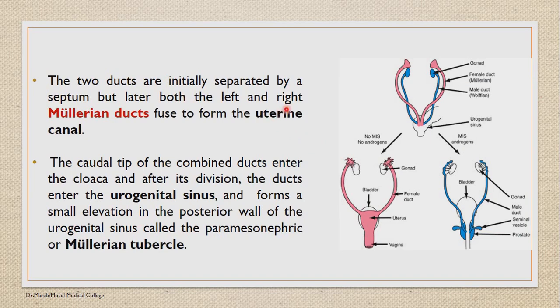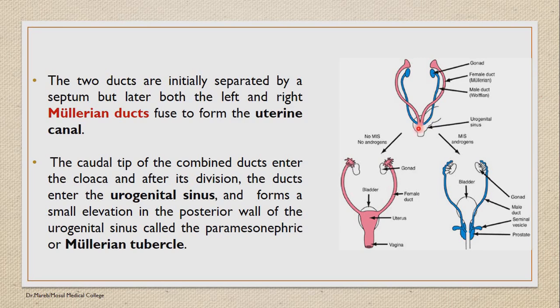Now the 2 ducts are initially separated by a septum. This is the Mullerian duct coming, and this is the other from the other side. They come to fuse in the middle, and although initially separated by a septum, later both the left and right Mullerian ducts will fuse and form the uterine canal.